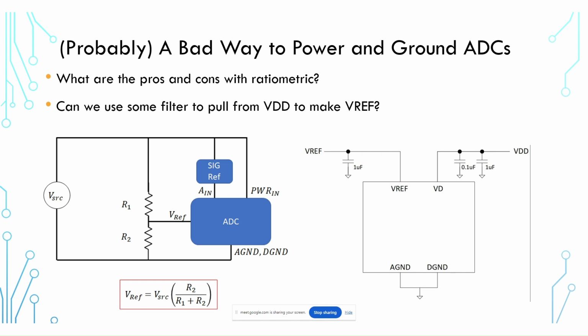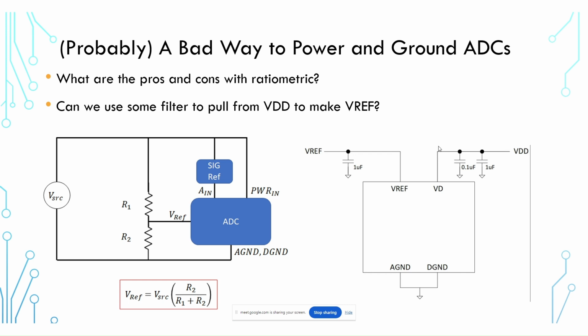But if you're not familiar with ratiometric referencing, and you know that your analog input signal is always going to have the same voltage range no matter what, then you should just avoid ratiometric referencing and just go with a precision voltage reference.